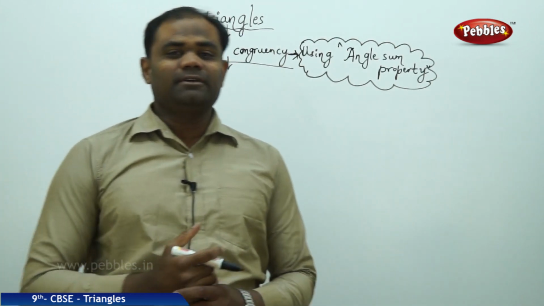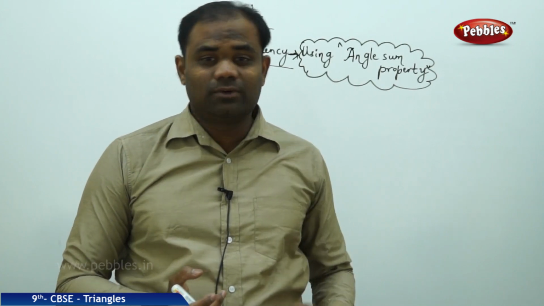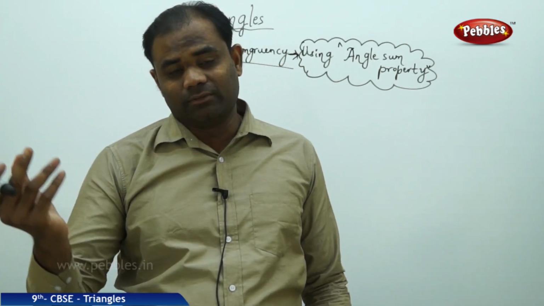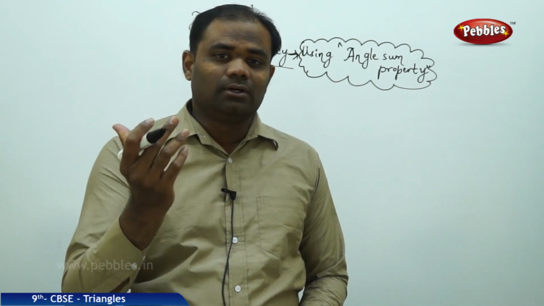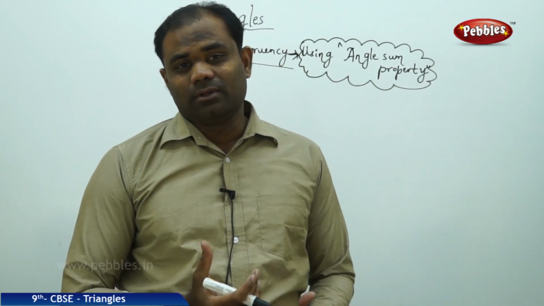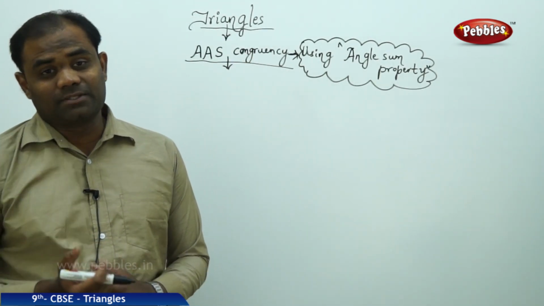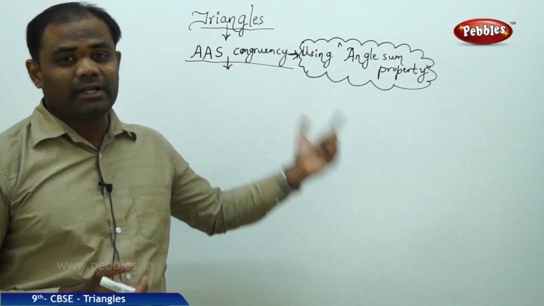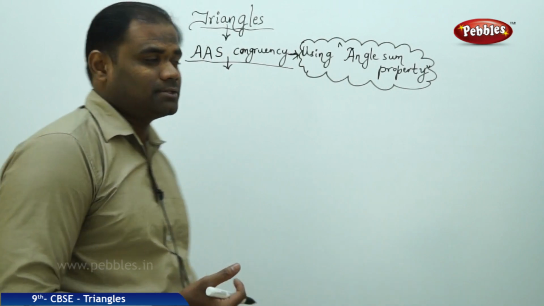In the previous session we have seen that when two angles of one triangle are equal to the corresponding two angles of the other triangle and the inclusive sides are equal, then the two triangles are congruent by the ASA axiom. Now let's derive the AAS axiom connected with the ASA axiom.